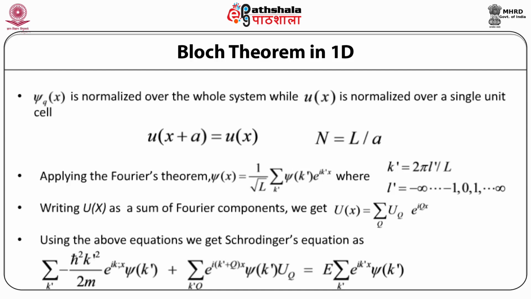So substituting the results into the Schrödinger equation gives us summation over k' of minus ħ² k'² divided by 2m e^{ik'x} φ_k' plus summation over k', Q of e^{i(k'+Q)x} φ_k' U_Q is equal to E multiplied by the summation over k' of e^{ik'x} φ_k'. So this is the Schrödinger equation obtained by substituting the results that we had got.